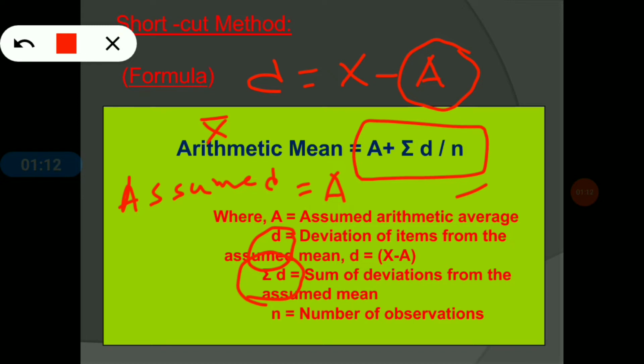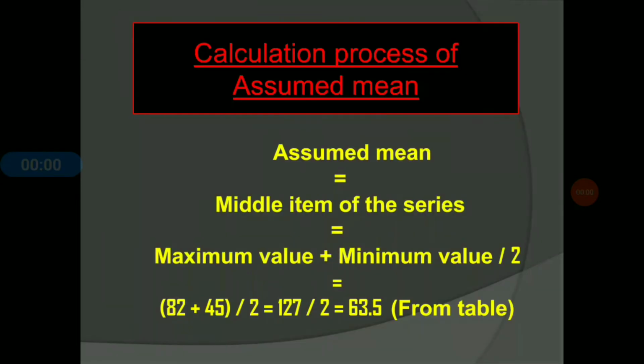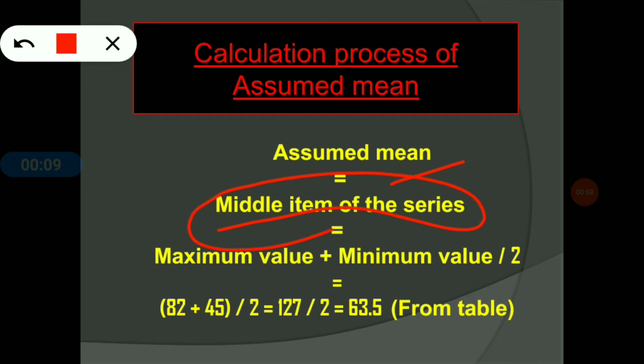Now go to the next slide, where we explain the calculation process of the assumed mean. Here we can see the calculation process of assumed mean. We all know that assumed mean equals the middle item of the series. So learner, how do we calculate the middle item of the series? We have a formula for this. Assumed mean equals maximum value plus minimum value, divided by 2.